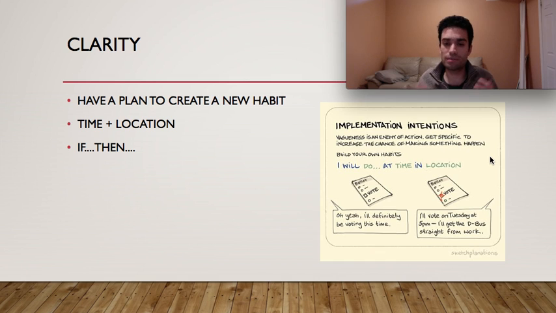So this just is the basic first step where you really want to be clear about what is it that you want to do. So get out a calendar, specify the time that you're going to do a certain habit and the location. Okay?